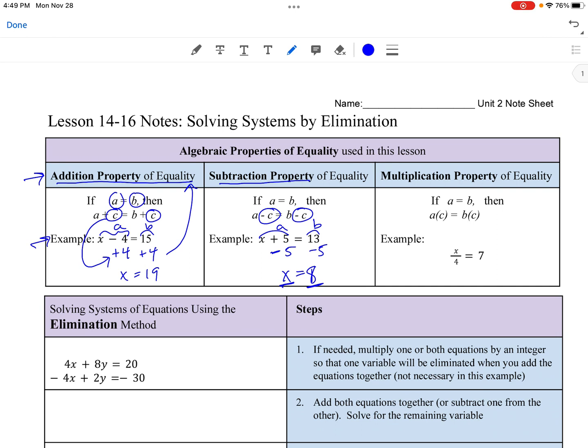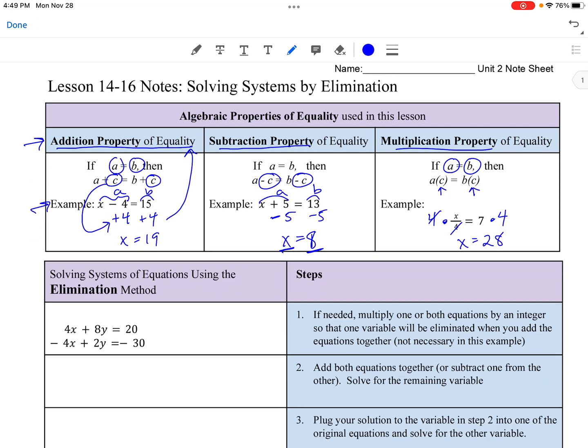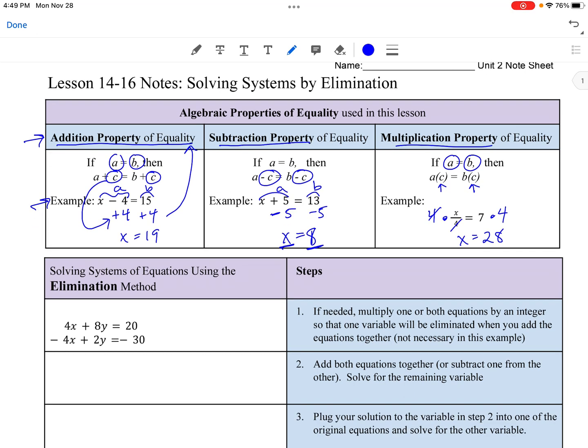And then the last is the multiplication property of equality. It says when one thing equals another, you can multiply both sides of the equation by the same thing, by c, and they're still equal. So we would do this, x divided by 4 equals 7. To get x by itself, we would multiply both sides by 4. On this side, the 4 would cancel, and we would get x equals 28. We're going to use those properties in solving systems by elimination.